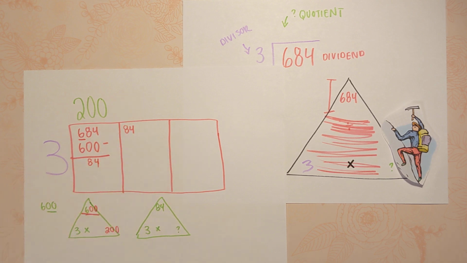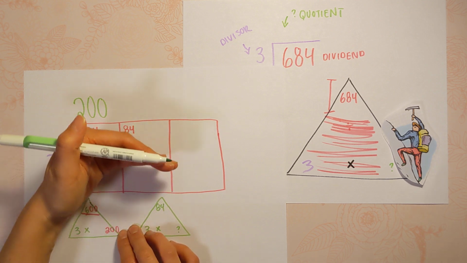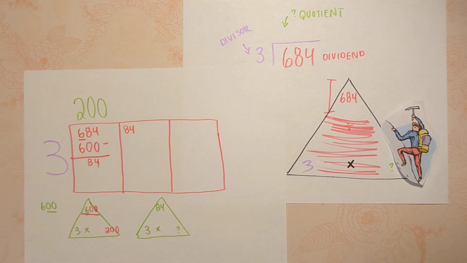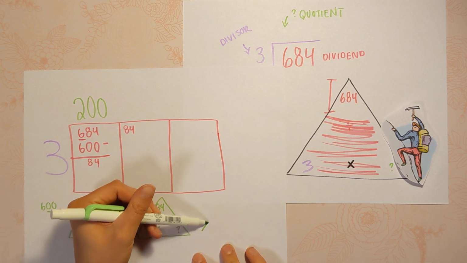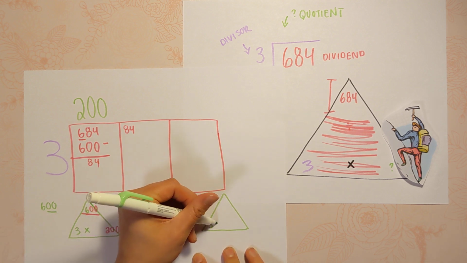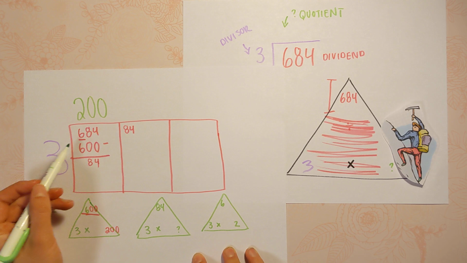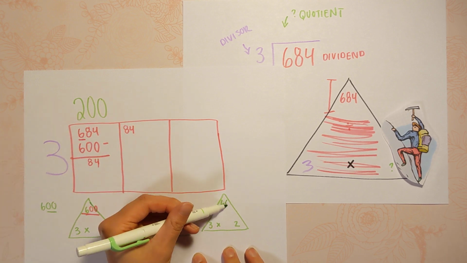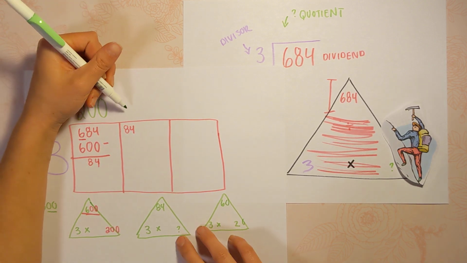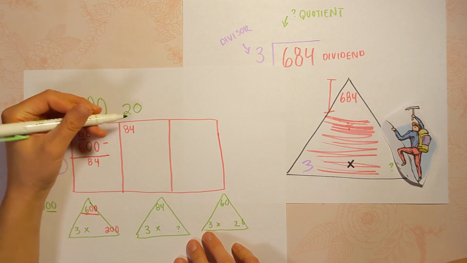But hey, don't even think about 84. Forget the 4. Just think about 80, right? Because all we're doing is chipping away. Can you do 3 times something to get us close to 80? Well, could you get to 60? Could we do 3 times something equals 6? So if 3 times 2 equals 6, let's multiply 3 by 20, and that'll get us up to 60, right? So 3 times 20 gets us up to 60.